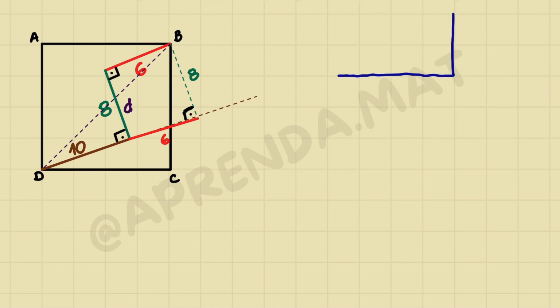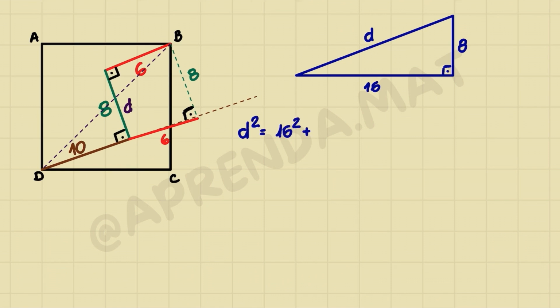So look at what I just did, guys. I'm going to draw it here for you. We have a right triangle where this side measures 8, this one measures 16, and this one is exactly the diagonal of this square, which I call D. Pythagoras' theorem. So it goes like this. The length of the hypotenuse squared is equal to the sum of the squares of the lengths.